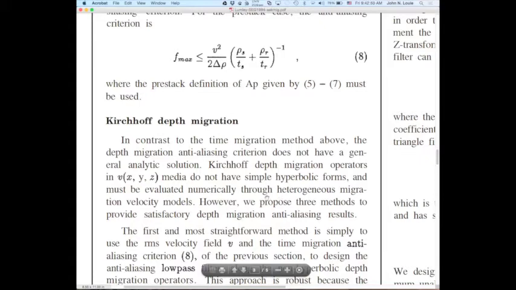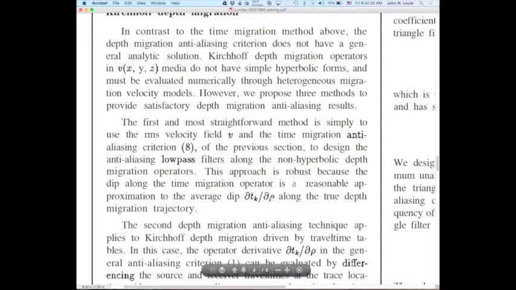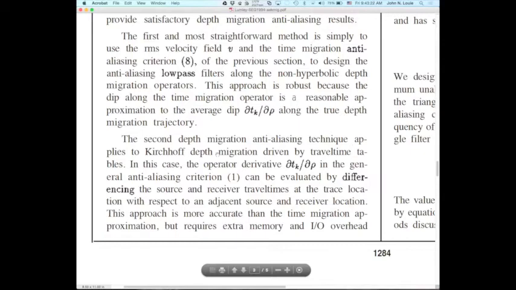Now for depth migration, of course, we have to apply an RMS velocity field. This is one way of estimating that. Of course, we do have velocity in x, y, and z. I only apply the RMS velocity when I'm doing time migration. I'm doing time migration in depth, so I still need to use a velocity, and I do calculate and use the RMS velocity.